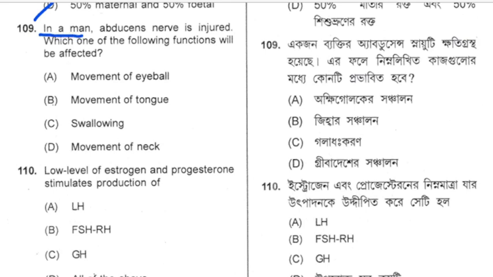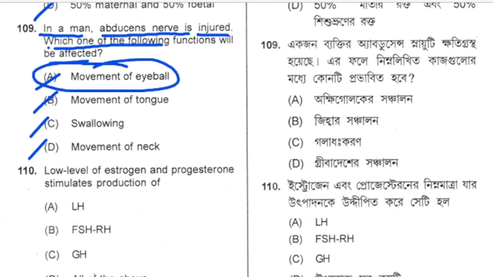In a man, if the abducens nerve is injured, then which of the following functions will be affected? Movement of the eyeball, movement of tongue, swallowing, or movement of neck. So if the abducens nerve is injured, then the movement of the eye, the eyeball, will be affected.